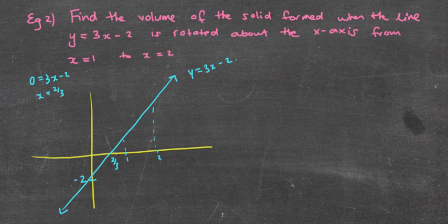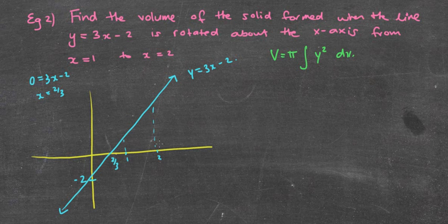Now, remember, I'm not finding the area. If I was finding the area underneath that curve between those 2 points, it'd just be the integral of 3x minus 2 dx. But what we're looking for is the volume, which we know as pi times the integral of whatever y squared is dx. Okay.